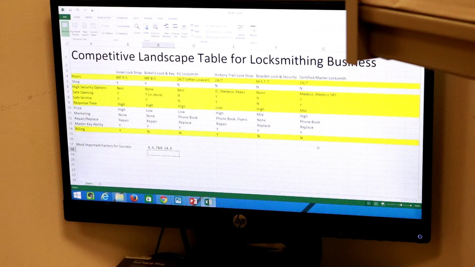So as I was preparing my business plan, I did this exact exercise that I'm telling you to do now. And what I did is I found out what things, first of all, what did I think might be important. And I said I thought the hours that someone was open might be important, whether or not they had a shop, because in the locksmith business, a lot of the people in the business simply didn't have a physical location that you could go to. Whether or not they had high security equipment, like they could do work that maybe other people couldn't do. That becomes important for a number of reasons later on.